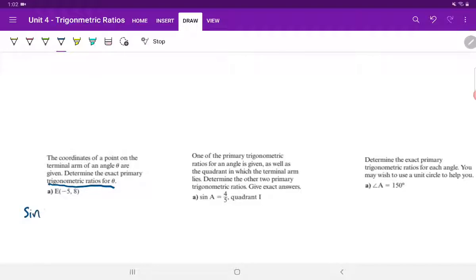So something like sine theta, remember the ratio is y over r, cos theta is x over r, tan theta is y over x. So we had to find those ratios in our last lesson, and all the questions dealt with that. Well, in this situation, what if we are actually given the ratios, so we don't have to find the ratios, but we're given the ratios, and then we have to find the angle that it corresponds with. So we're going to be looking at something like that.